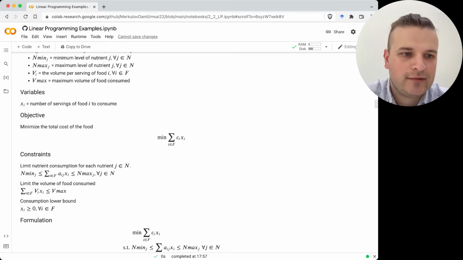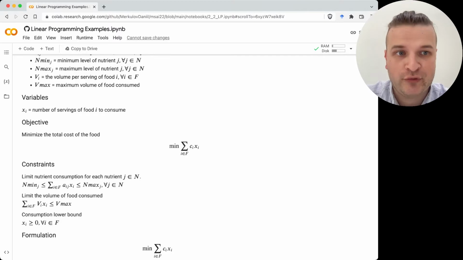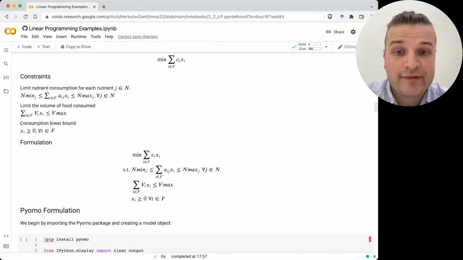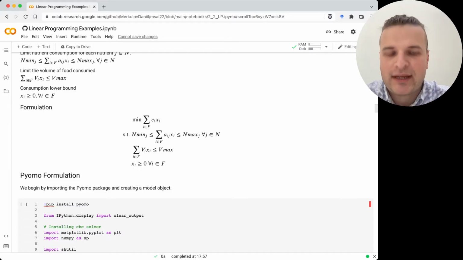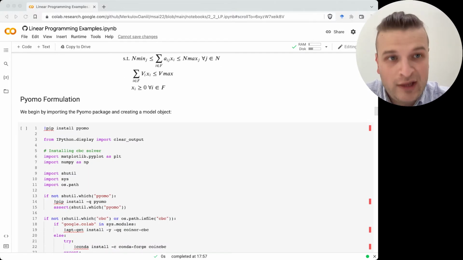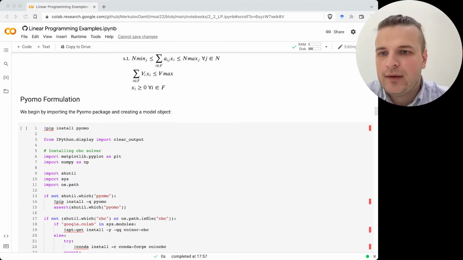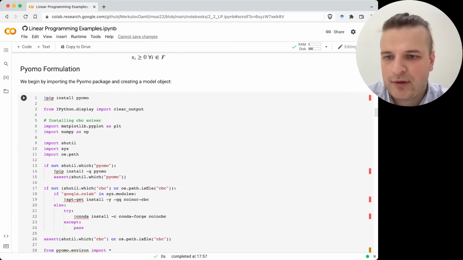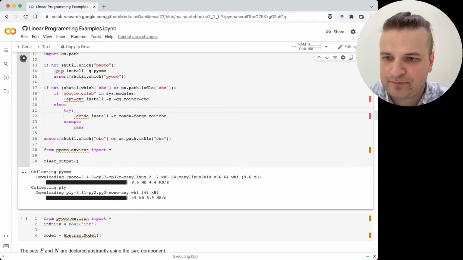Okay, here we are formulating our objective function, which is just a scalar product between those two vectors. Here we have some constraints like a minimum value of nutritions and the maximum value as well. Then we will use the Pyomo library to find an optimal solution for this problem. Here is just the installation of these libraries. It takes time.